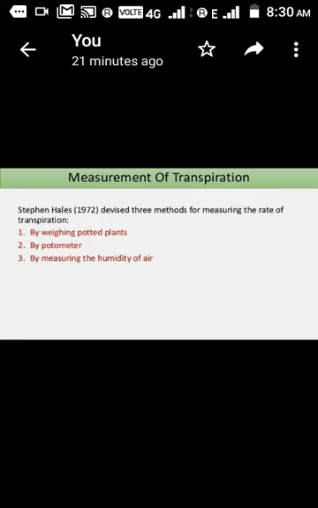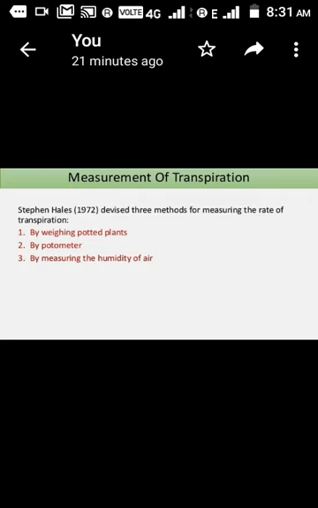Now, how can we measure this transpiration? So there are 3 methods that have been developed by scientists. You might know Stephen Hales. Okay, this scientist is very well known in the field of plant physiology, and I have already told you that he is the father of plant physiology.